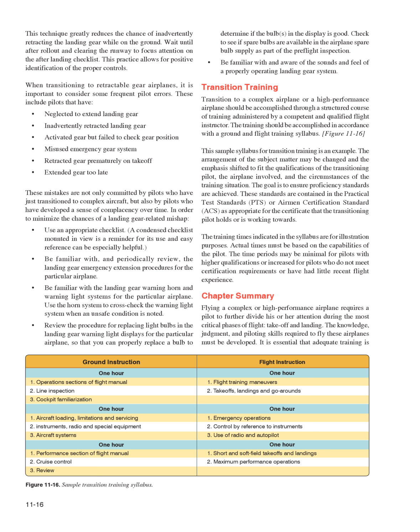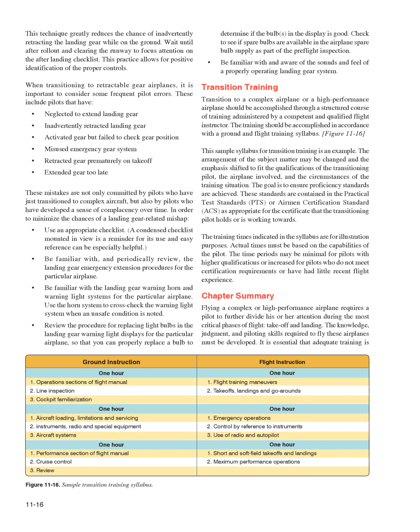Transition training. Transition to a complex airplane or a high-performance airplane should be accomplished through a structured course of training administered by a competent and qualified flight instructor. The training should be accomplished in accordance with a ground and flight training syllabus. Figure 11-16, this sample syllabus for transition training, is an example. The arrangement of the subject matter may be changed, and the emphasis shifted to fit the qualifications of the transitioning pilot, the airplane involved, and the circumstances of the training situation.